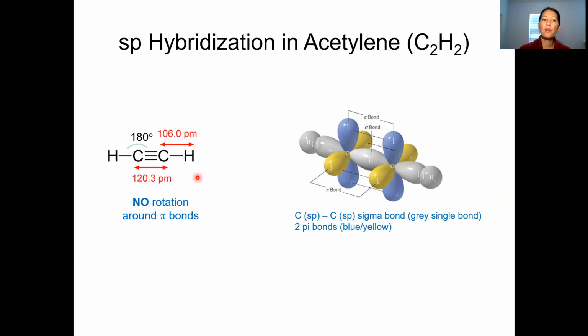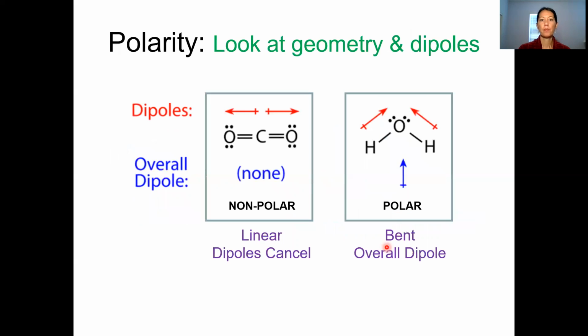The 2 other bonds, the second and the third, will be your pi bond. So you could think of these 2 blue PZs overlapping above and below, or these 2 yellow PYs overlapping. Okay, so that's it for the bonding theory.